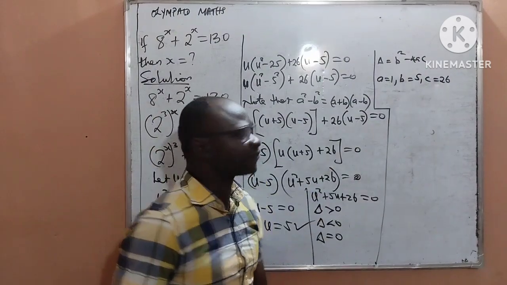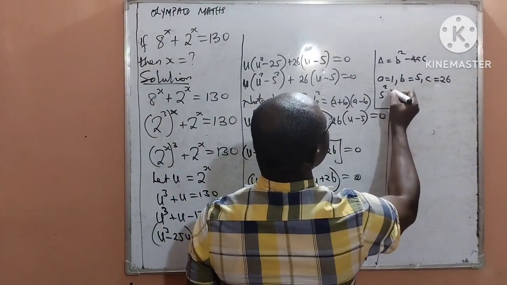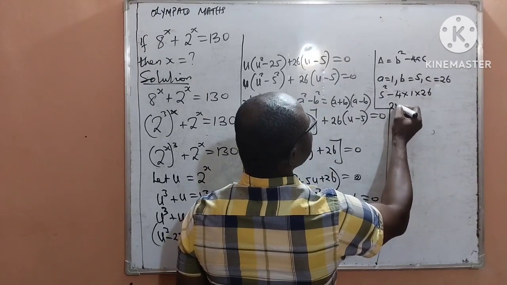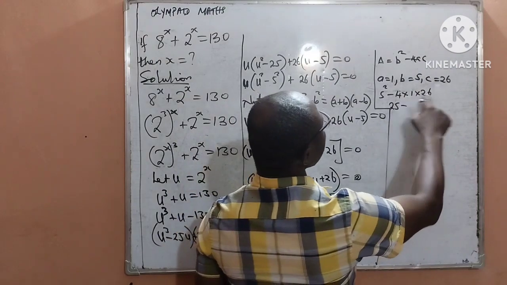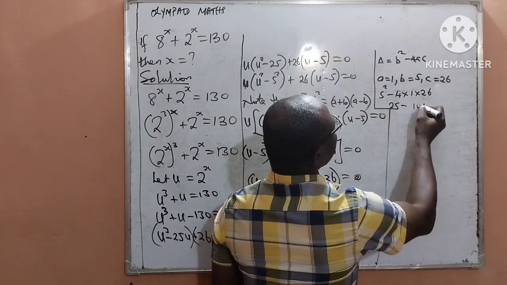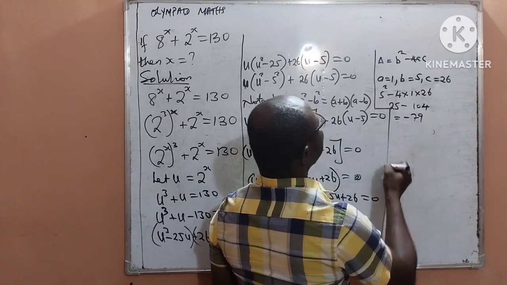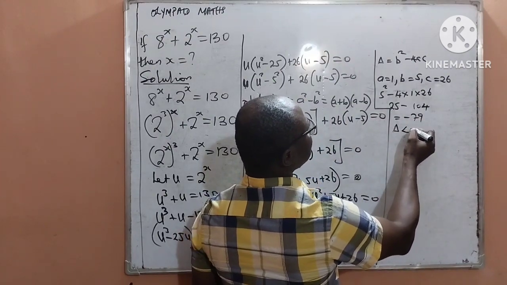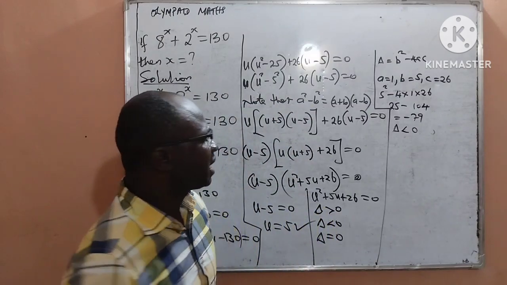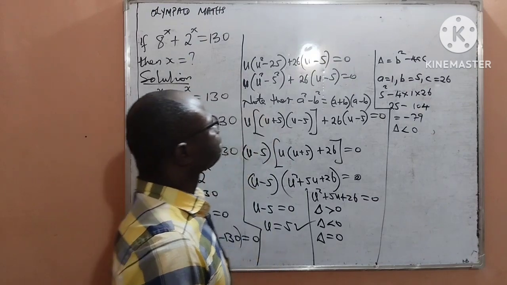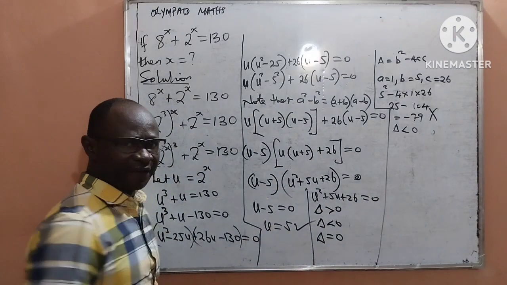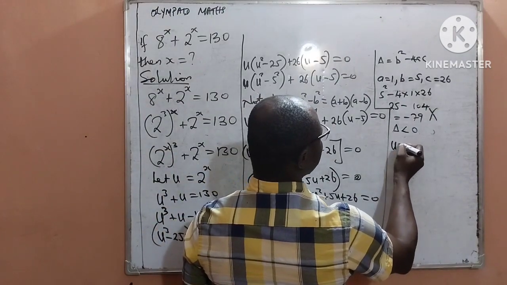Substituting into the discriminant formula, that becomes 5 squared minus 4 multiplied by a, which is 1, multiplied by 26. 5 squared is 25, 4 times 26 is 104. So this is now going to give us minus 79, implying that the discriminant is less than 0, because minus 79 is a number on the negative side of the real number line. Okay, now what does it mean? We reject this and move ahead with u equal to 5.